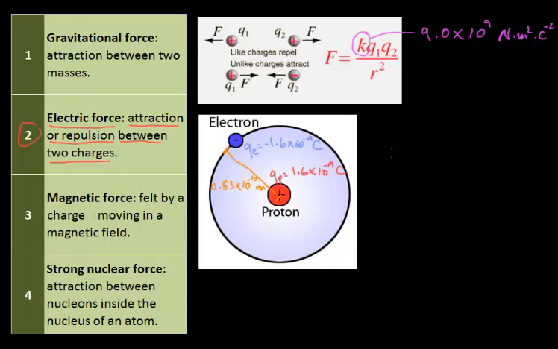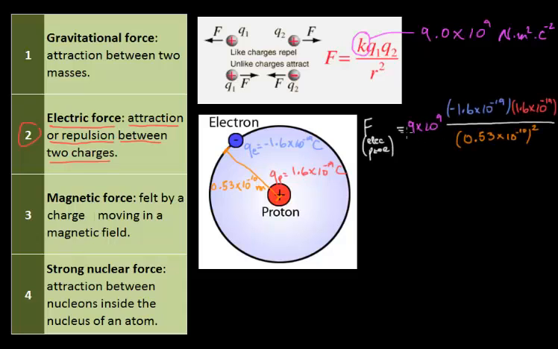So now let's plug this data in the formula and see what happens. And we obtain the following: Coulomb's constant times the product of the two charges divided by the distance squared. And plugging this in the calculator, we obtain approximately 8.2 times 10 to the minus 8 newtons.